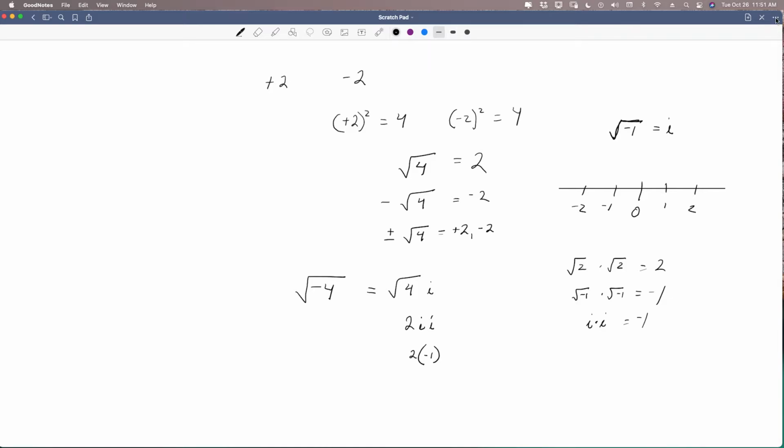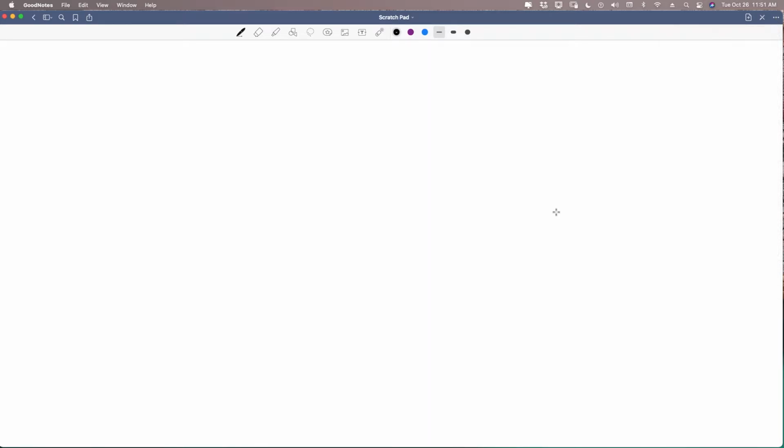That being said, let's look at some practice problems. We have, first of all, 51.1. In A, we are given the square root of 3 times the square root of 2. In B, we have the square root of 3 times the square root of negative 2. And in C, we have the square root of negative 3 times the square root of negative 2.